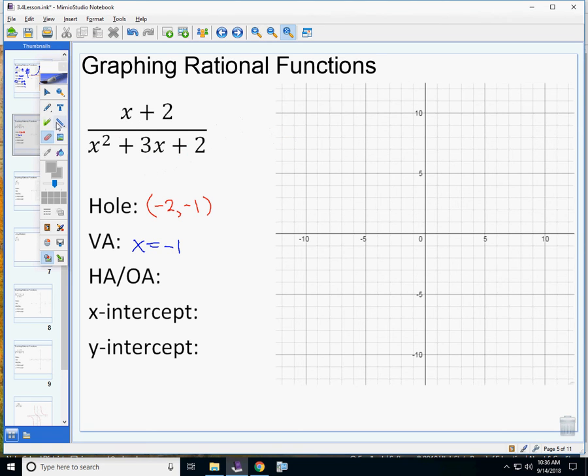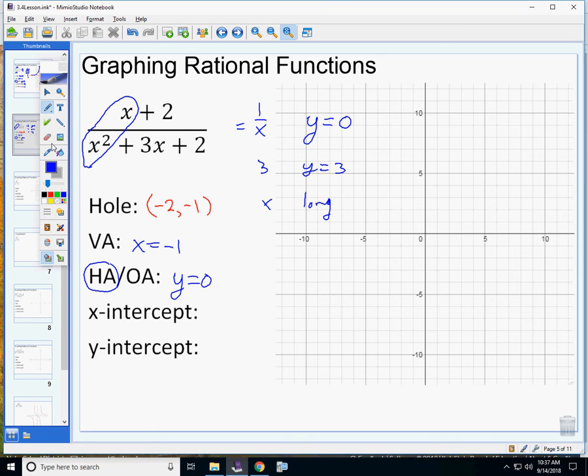Alright, the next part you're finding the horizontal or oblique. That's where you divide the highest power from both the top and the bottom, and we're left with 1 over x. Recall that with 1 over x, if there's an x left on bottom, that means that y equals 0. If it was a number, then y would be that number, and if we still had an x on top, we would use long division and it would be oblique. But in this case, there's an x left on bottom, so y equals 0 for your horizontal asymptote.